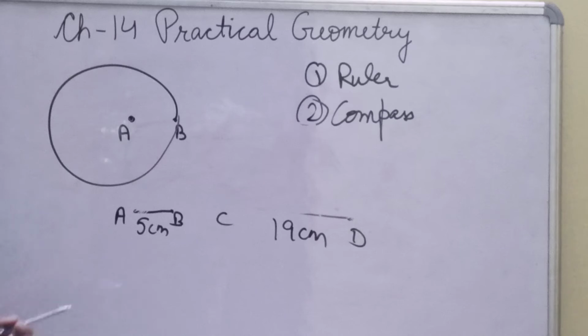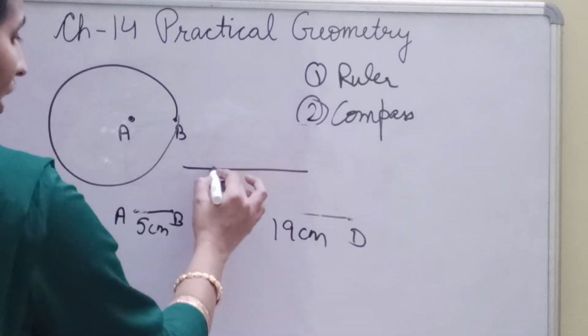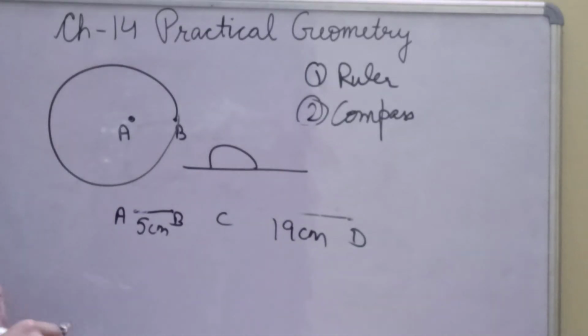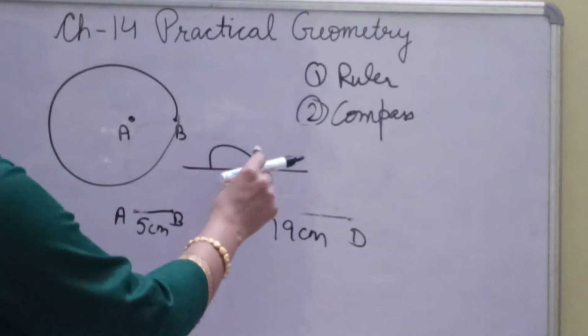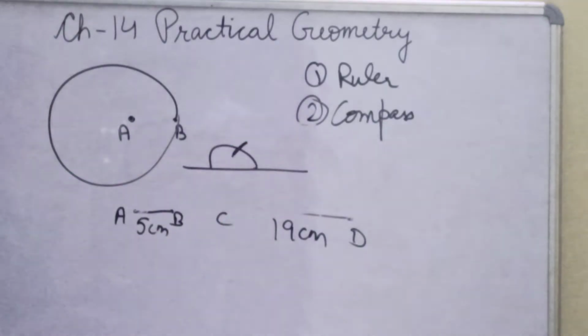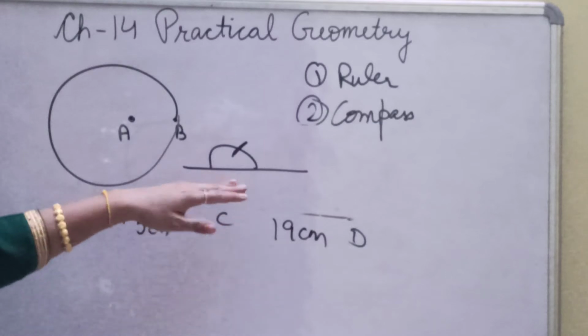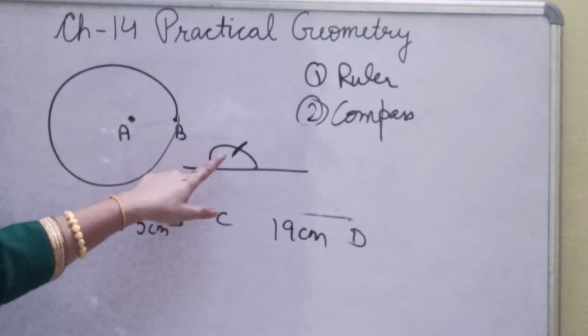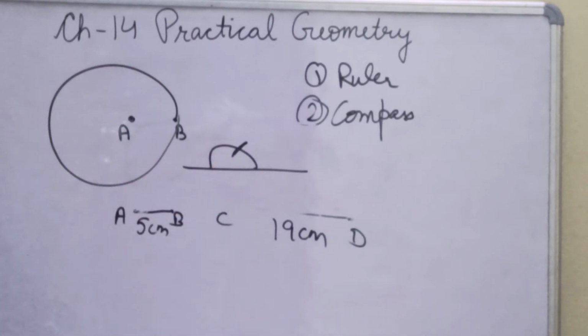So this way we will use compass to draw circles, or when we draw angles, you will come to know further. We will keep this here and mark like this. So these are your arcs. When we draw the angles, at that time we will come to know. So we will use this compass for drawing circles or for drawing arcs, etc.